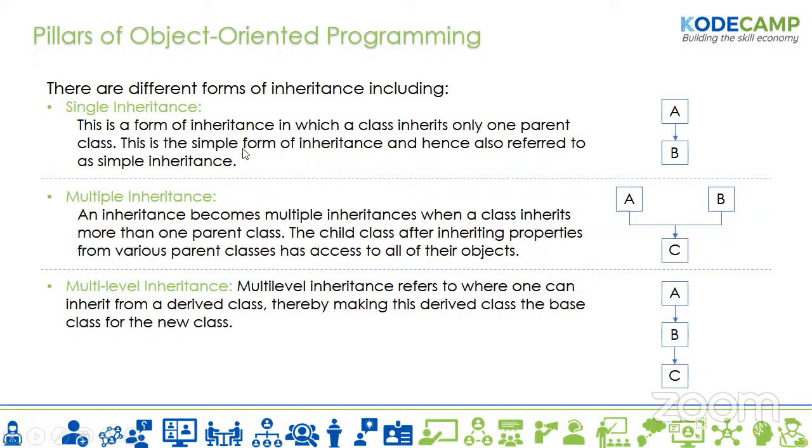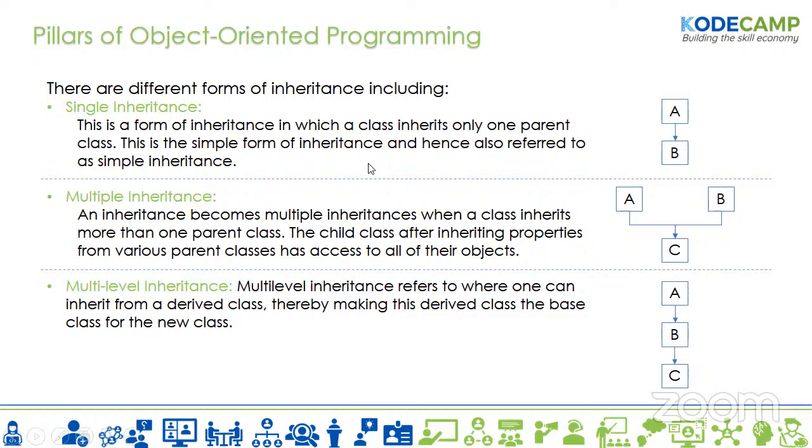So here you have the single inheritance. Now this is a form of inheritance in which a class inherits one parent class. So one child class inheriting from one parent class. That is the single inheritance, also called simple inheritance. Here we have the parent class A, and then the child class B is inheriting from this parent class. We're going to do this practically, because I always like to have a practical explanation of this in the code base.